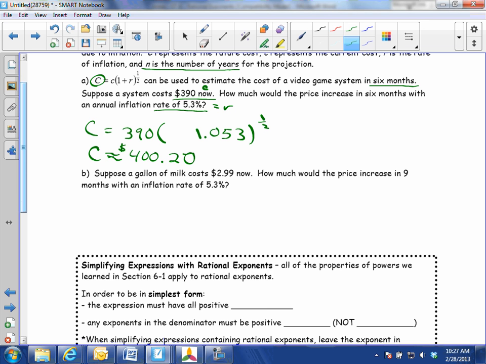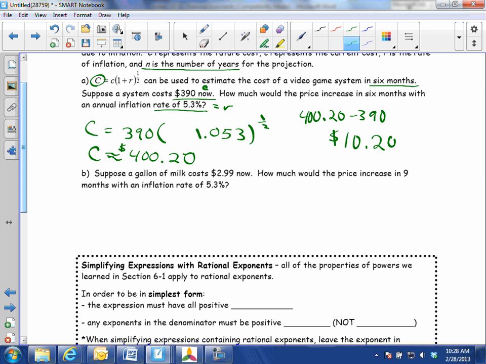Okay, let's read this question carefully, because it says how much will the price increase in 6 months? Is this how much it's going to increase by? No, this is how much the cost will be then. How are we going to figure out how much it increased by? Subtract it. So we're going to take where it is 6 months from now, minus where it is now. Good job. Yes.